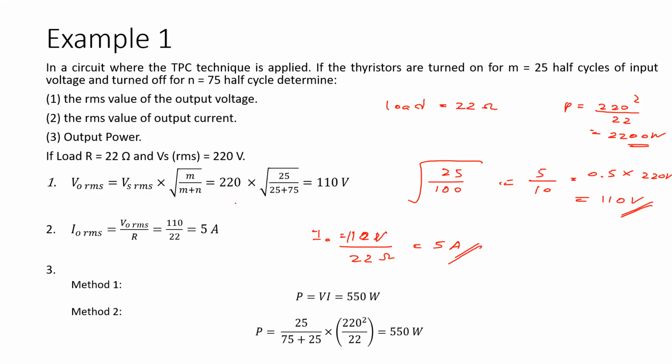Yes, 2200 watts. This is the normal power if you have connected this load directly into your AC supply. But in here we have used this TPC technique, so our output power will be changed. From the earlier equation, we know M over M plus N into P normal.